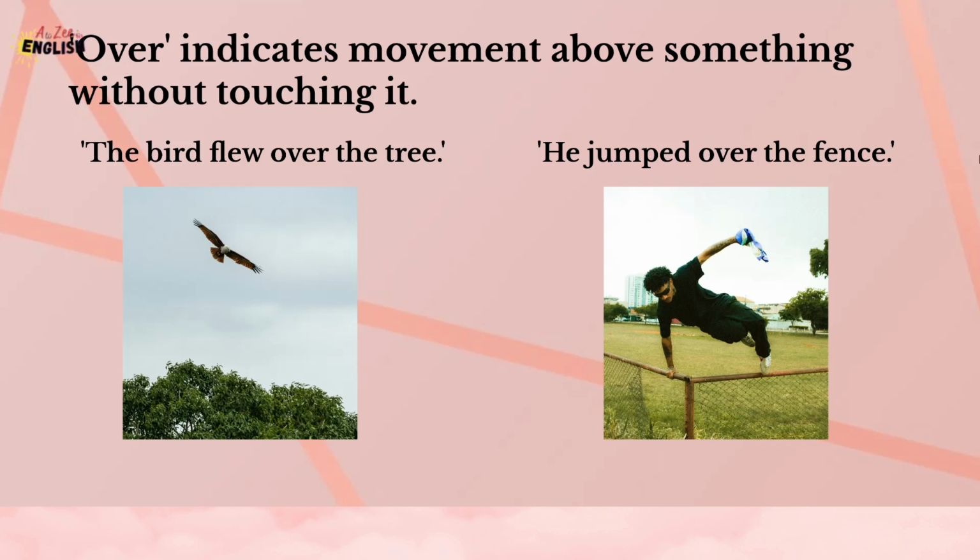Another example is he jumped over the fence. Here also over indicates the manner in which he performed the action of jumping. It describes he leaped in a way that took him from one side of the fence to the opposite side without touching or coming into contact with the fence itself during the leap.